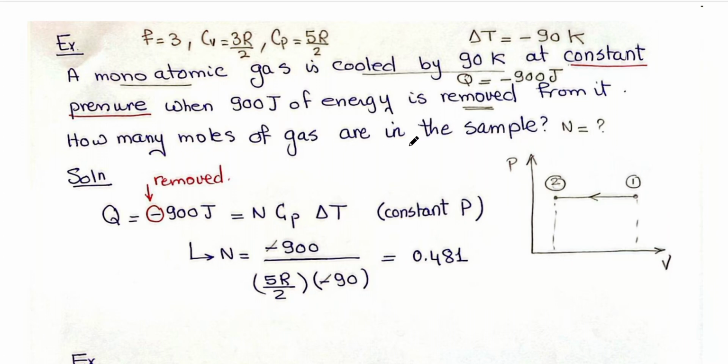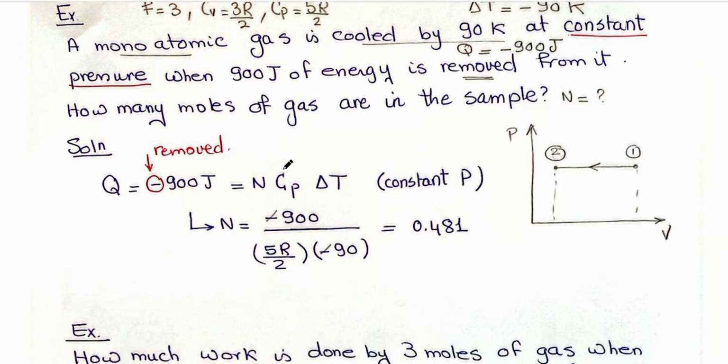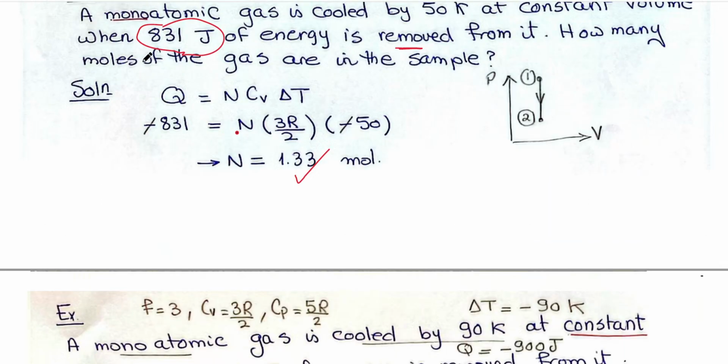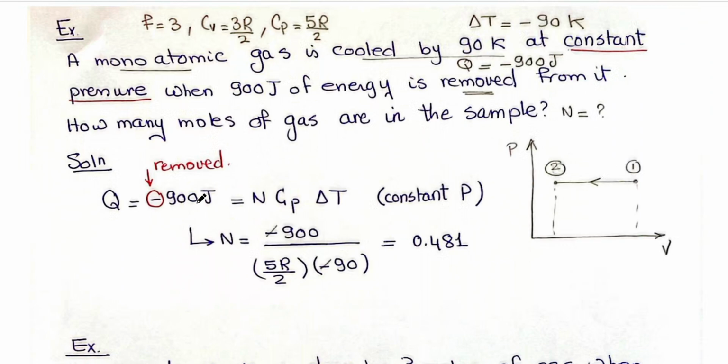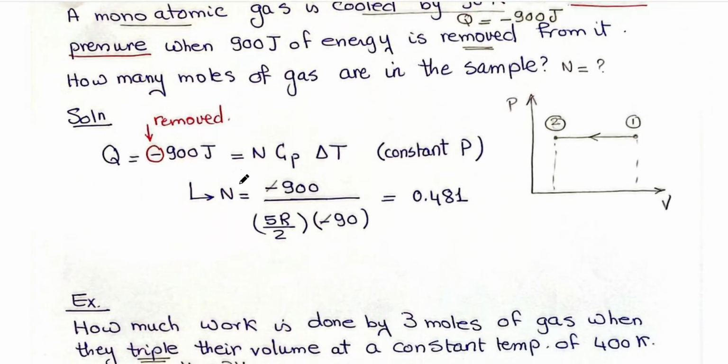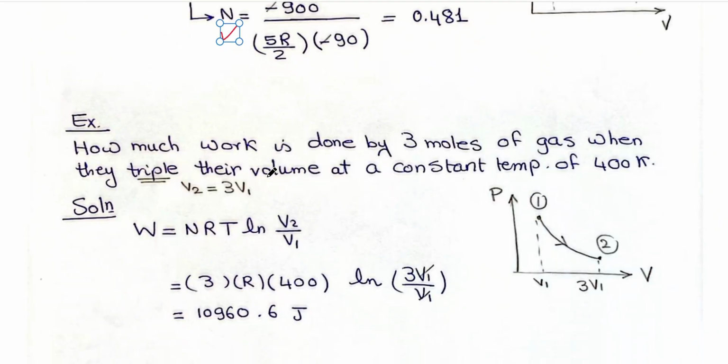Again, we want to calculate the N. So Q equals NCP delta T. Q now is NCP delta T because it's constant pressure. In the previous problem, it was NCV delta T because it was constant volume. Again, you will substitute with all the unknowns you have, and the only unknown is the N, and you can calculate the number of moles.